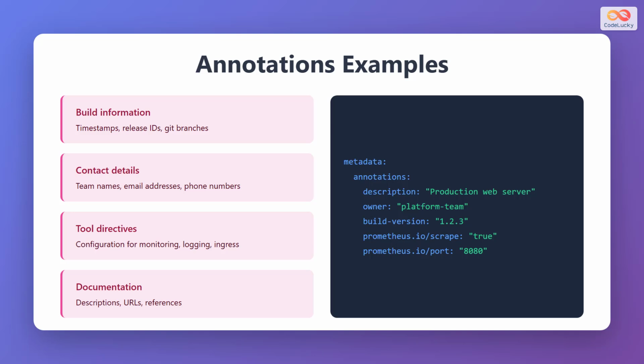In the example, you can see annotations with description set to production web server, owner set to platform-team, build-version set to 1.2.3, and Prometheus configuration with scrape set to true and port set to 8080. Annotations provide valuable context without affecting resource selection or operations.